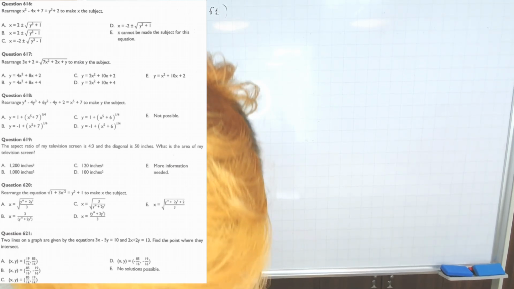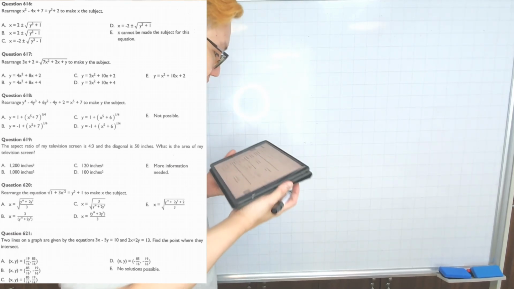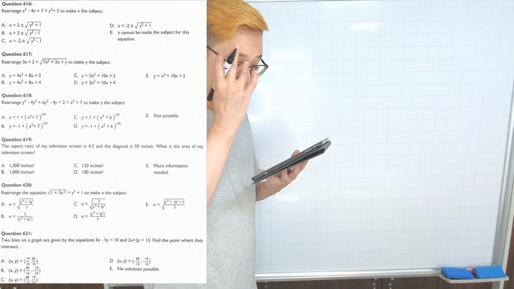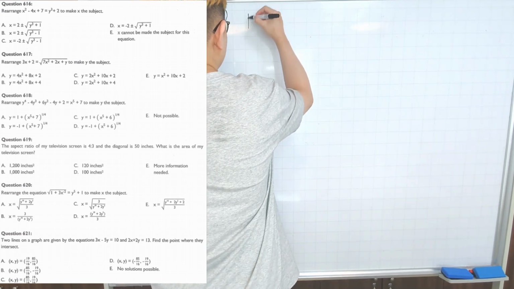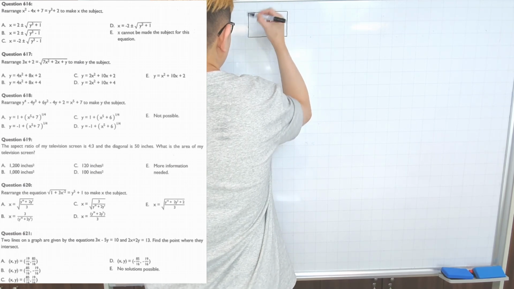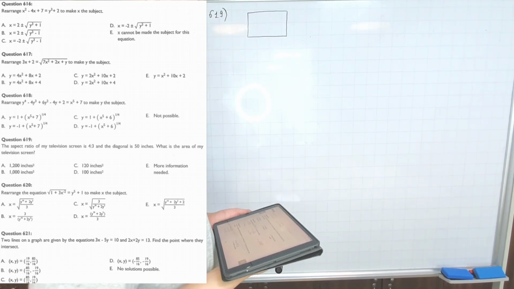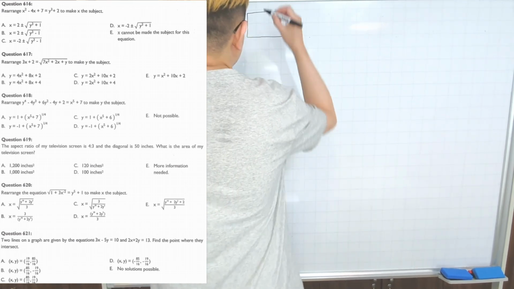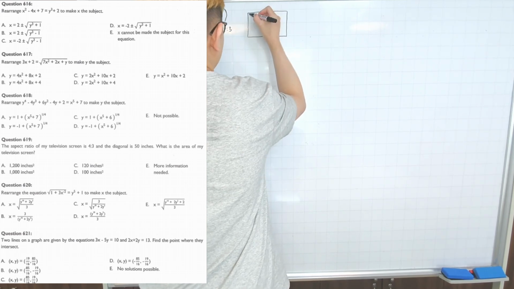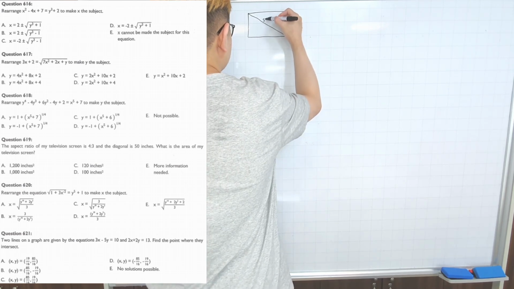Okay, 619. The aspect ratio of my television screen is 4:3, and the diagonal is 50 inches. So you know a TV is always a rectangular shape, because a rectangle looks nice. So often there's a rectangular shape with an aspect ratio of 4:3, and you have this one, it's 50 inches.